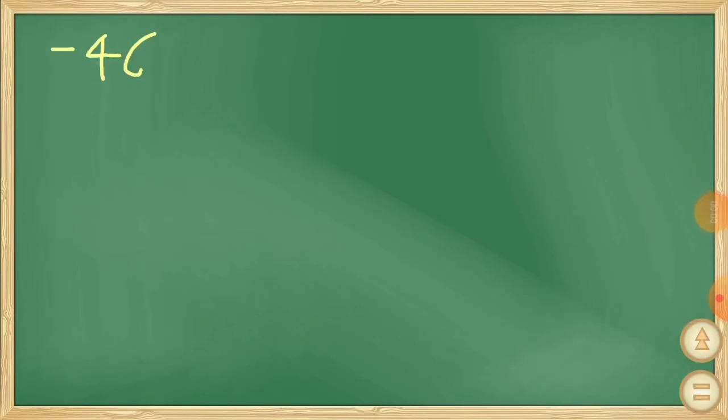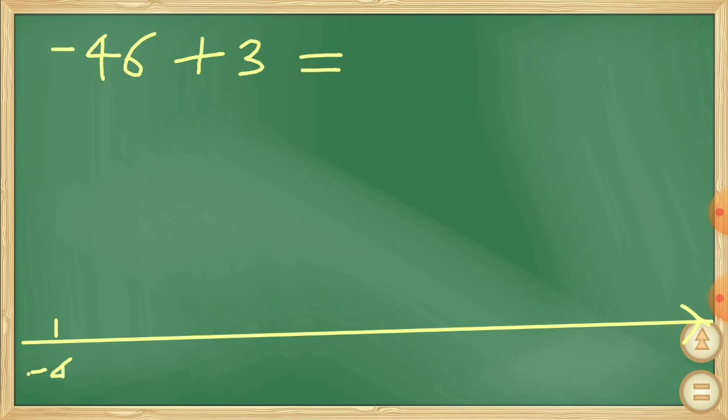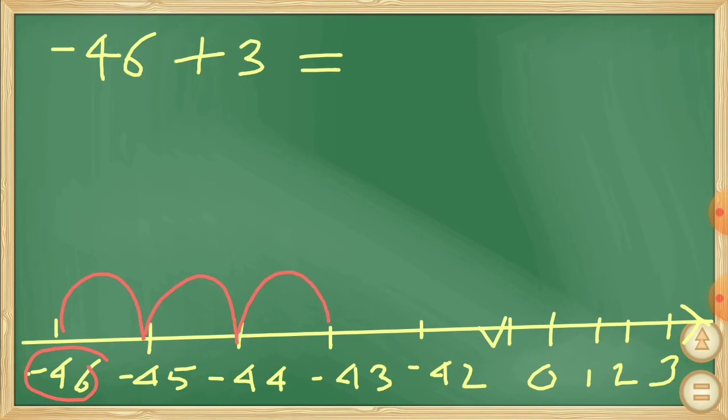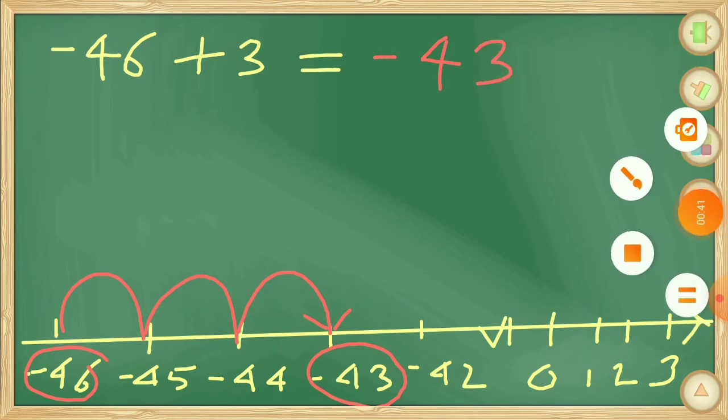Let's take some bigger numbers, that is minus 46 plus 3. Once again we draw a number line and mark it up from, let's say, minus 46, minus 45, minus 44, minus 43 and so on, minus 42, and then we break the number line and reach straight up to 0, 1, 2, 3. Now since minus 46 is our first number and 3 is added, we are moving towards the right, that is 3 units towards the right, and we get minus 43. So minus 46 plus 3 becomes minus 43.